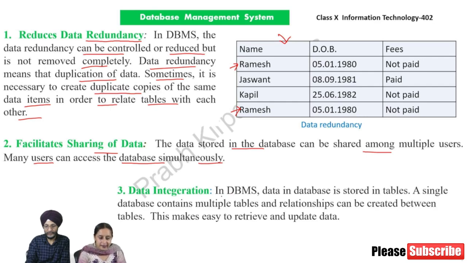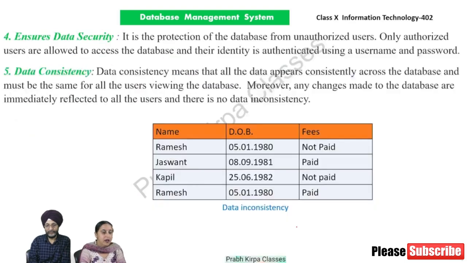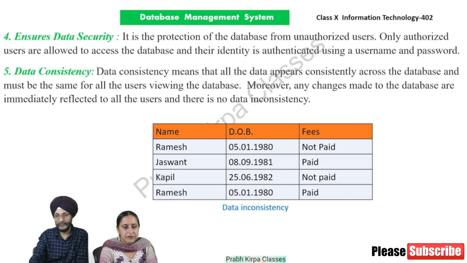Third, data integration. In DBMS, data in the database is stored in tables. A single database contains multiple tables and relationships can be created between tables. This makes it easy to retrieve and update data. Fourth, ensures data security. It is the protection of the database from unauthorized users. Only authorized users are allowed to access the database and their identity is authenticated using a username and password.